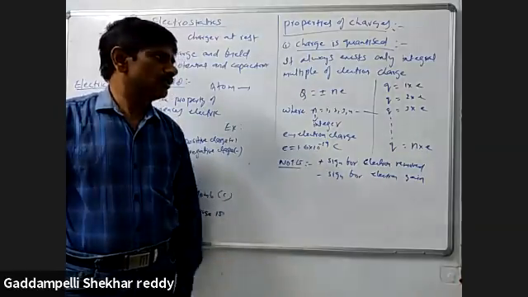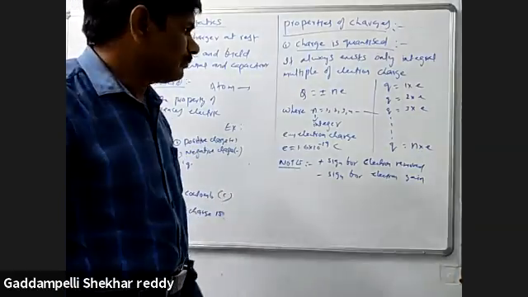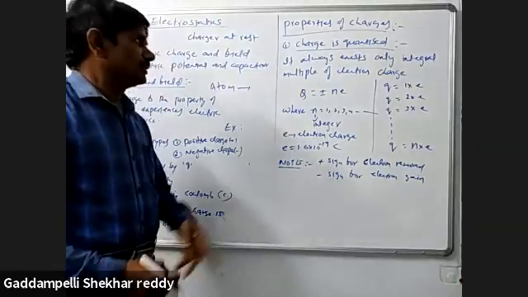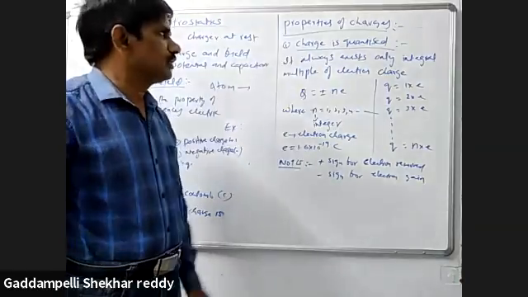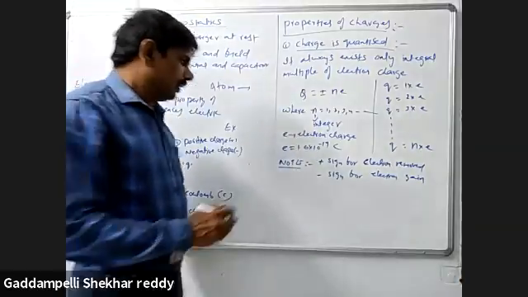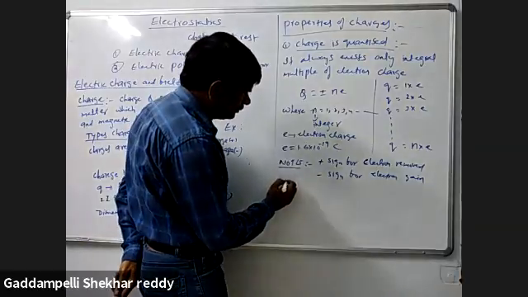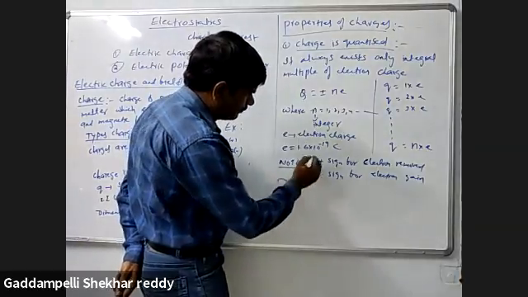That means charges are of two types, plus and minus. This is one property. Charge is always an integral multiple of electron charge. Next, you should remember another point, and this is point 1.